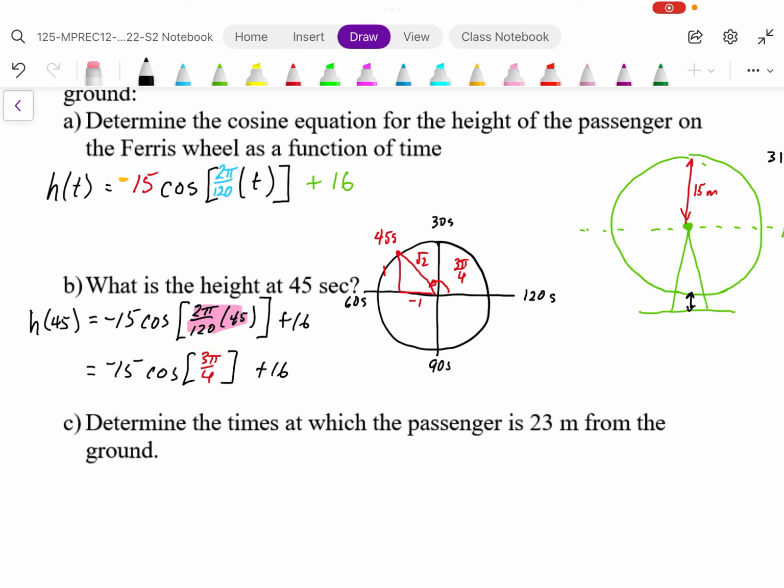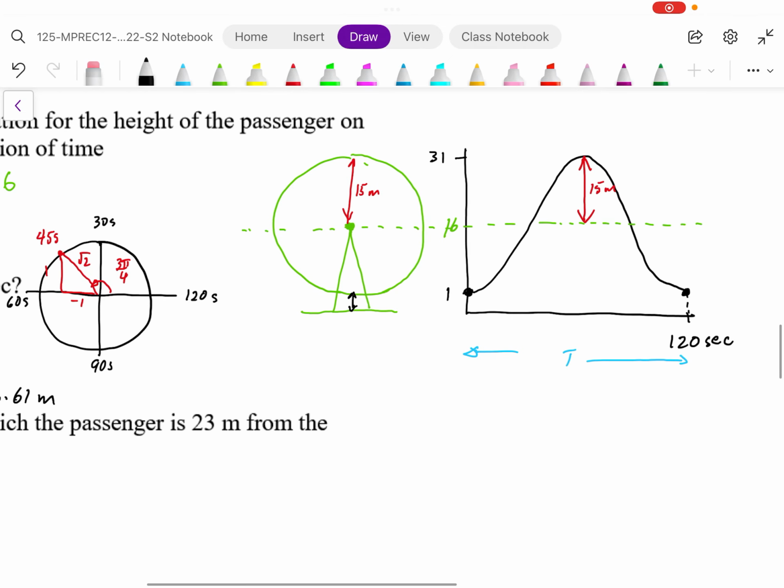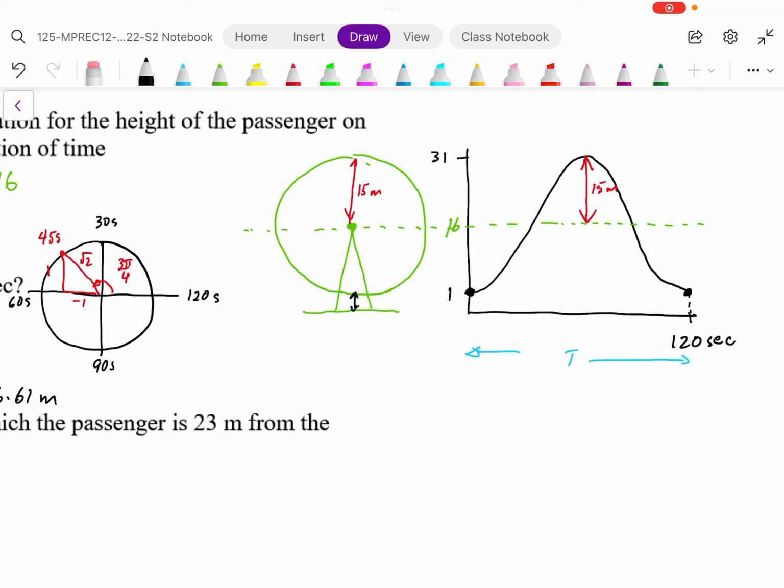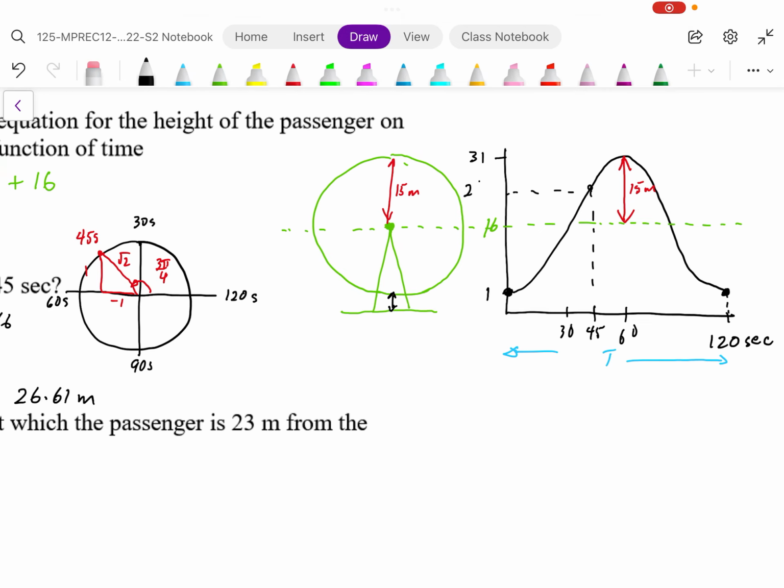Okay, plus 16, and working this out, I get negative 15 times negative 1 over root 2 plus 16, and that works out to be 26.61 meters. So at 45 seconds, if I were to draw 45 seconds in here, this would be 60 seconds here, 30 seconds here, so 45 seconds. That position right there represents a height of approximately 26.61 meters.